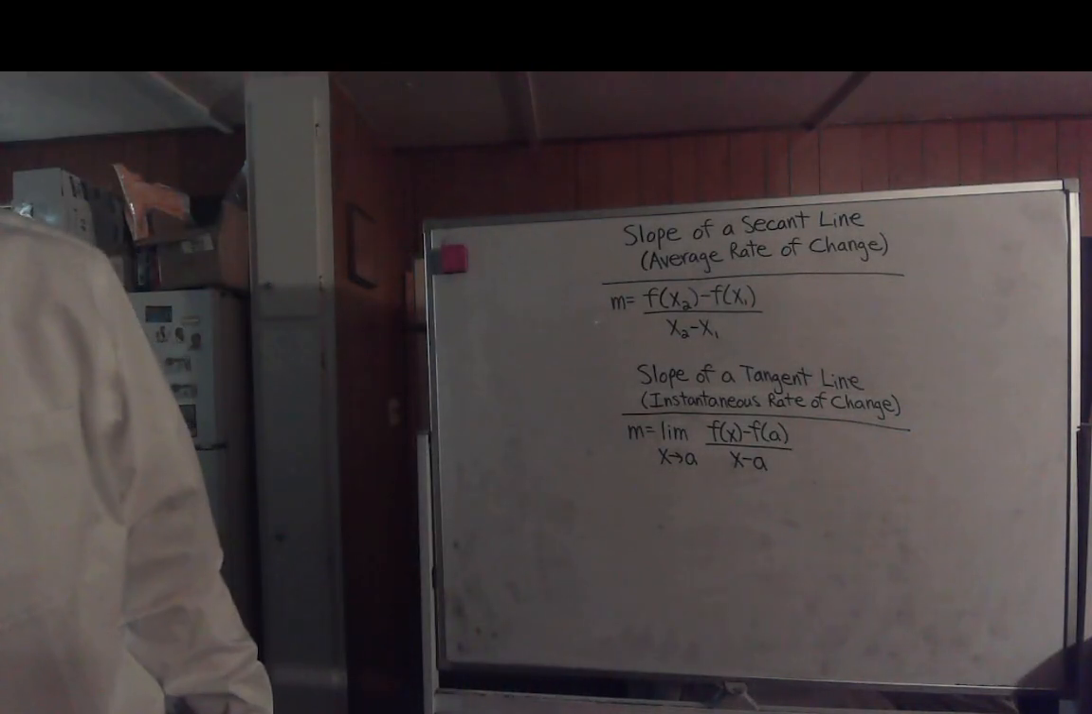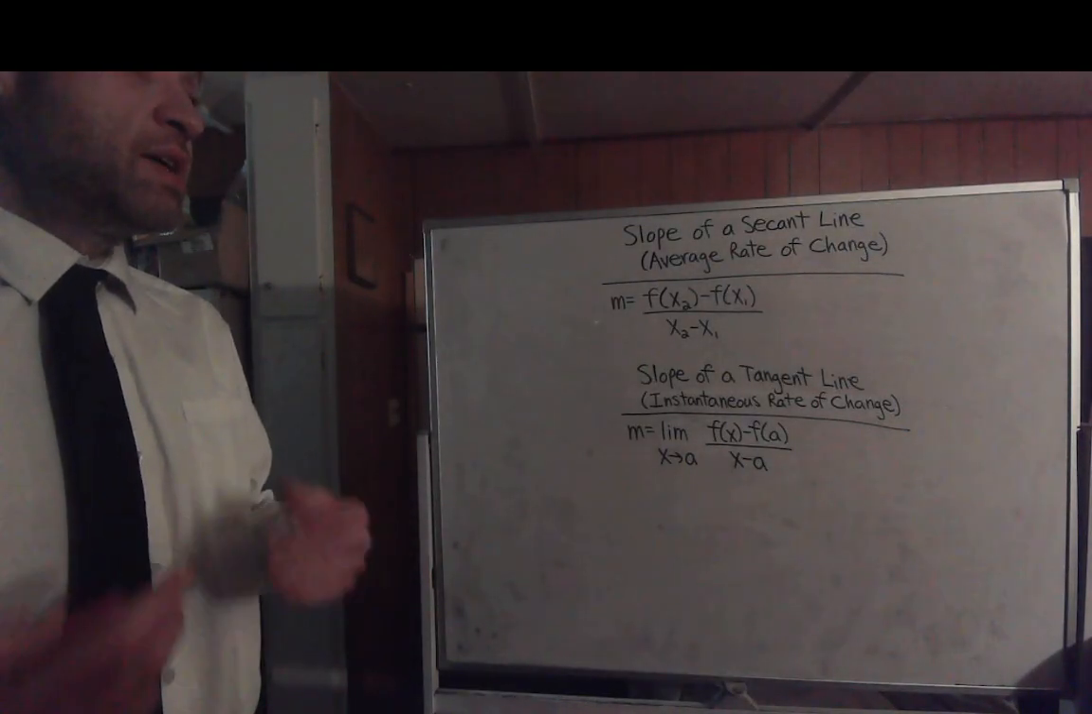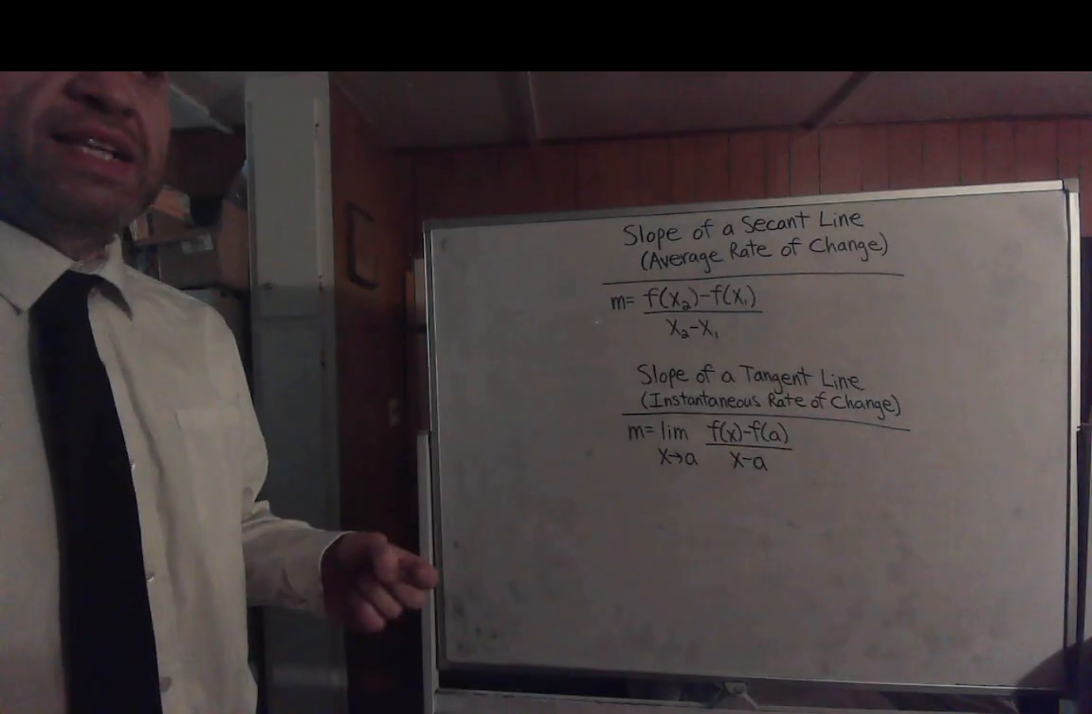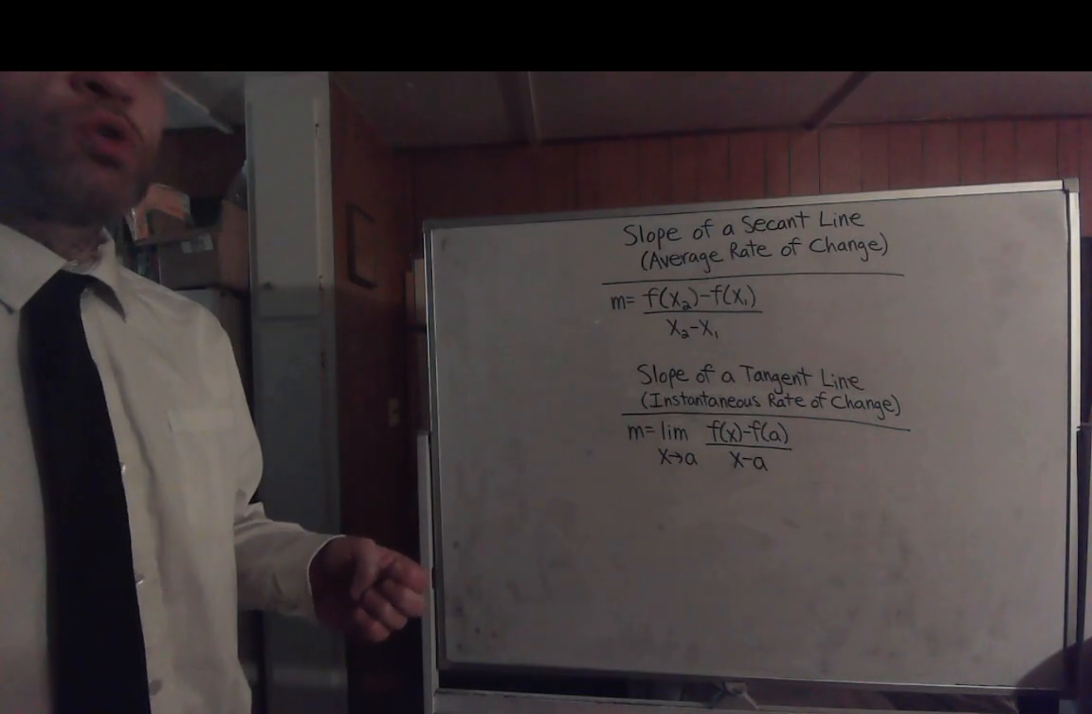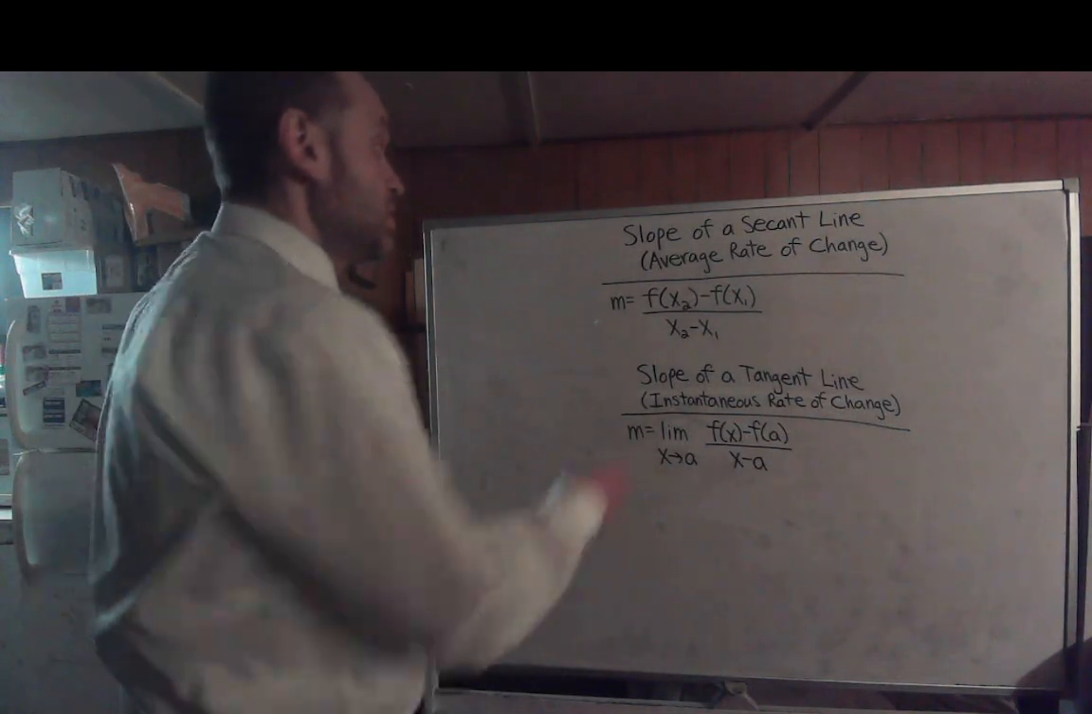And we're going to do a few problems here. We're going to find the slope of the tangent line, that instantaneous rate of change, and then we're going to find the equation of the tangent line itself. So let's do some examples of that.